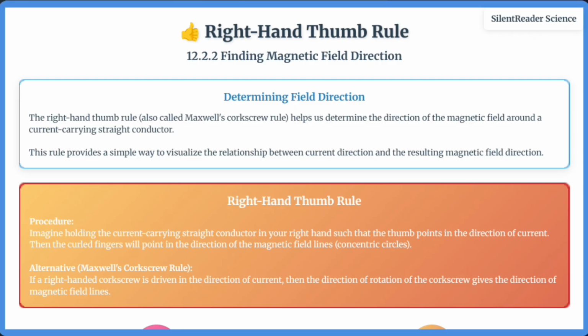Alternatively, according to Maxwell's corkscrew rule, if a right-handed corkscrew is driven in the direction of current, then the direction of rotation of the corkscrew gives the direction of magnetic field lines. These rules are very useful for solving problems involving magnetic field directions around straight conductors.